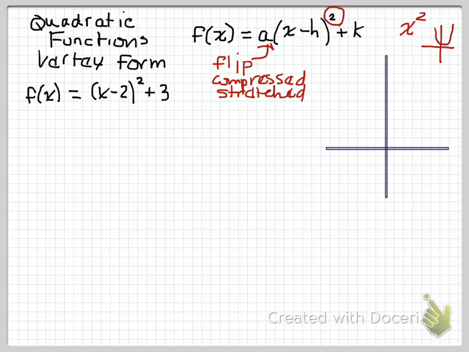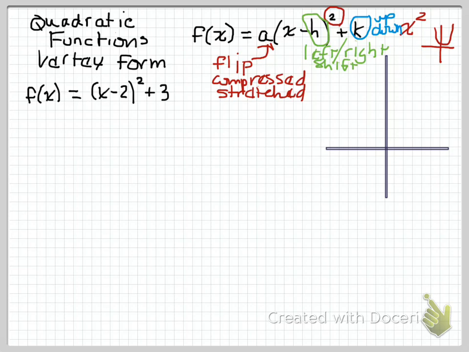Another thing that we can tell when our function is in vertex form is whether or not we are shifted, whether or not the center point is shifted from 0, 0. So this H gives us that information. So that gives us our left-right shift. And finally, K gives us our vertical shift. So K tells us whether or not we're going to move up or down from that 0 point.